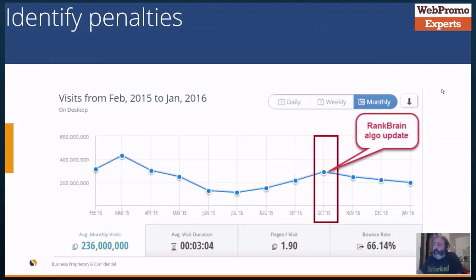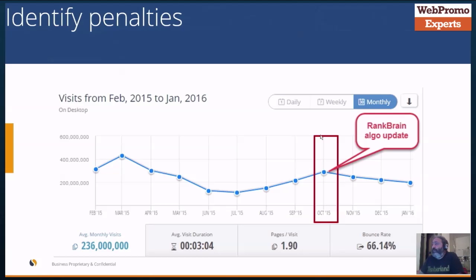The second thing when you're looking at the traffic is look for penalties. You want to identify periods where traffic has gone down, and then compare that to known algorithm dates. Like Moz has a great calendar, and if you see a traffic drop at the same period of a known update, that's a fairly good indicator that something happened. And this helps you when you talk to the client.